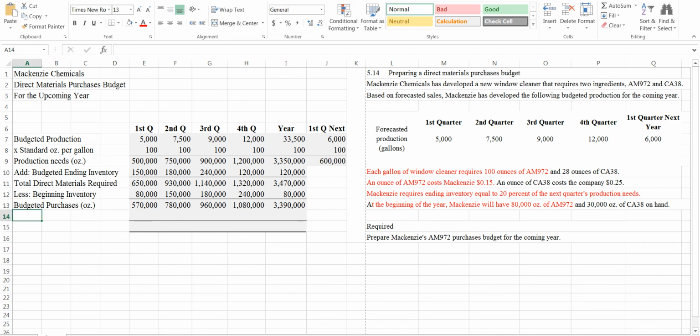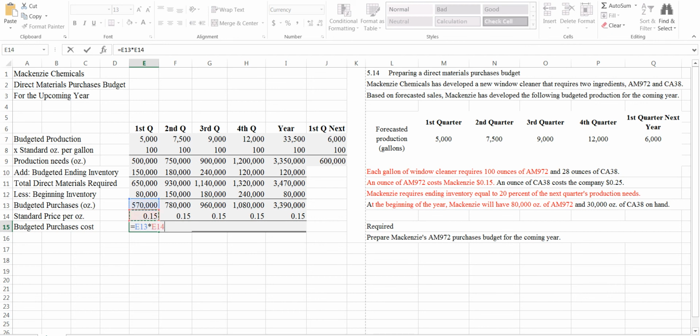Finally, we're going to multiply this by the purchase price per ounce to get the actual cost of the budgeted purchases. So standard price per ounce is 15 cents, and that's the same all the way across, and that gives us our budgeted purchases cost. Each of these is going to be a multiplication, and we will drag that across, and that is in dollars.